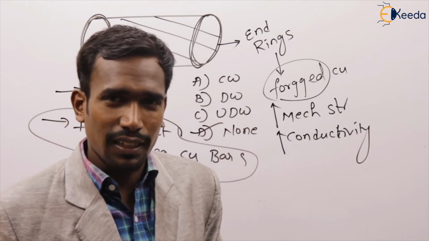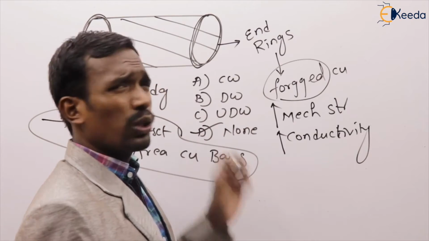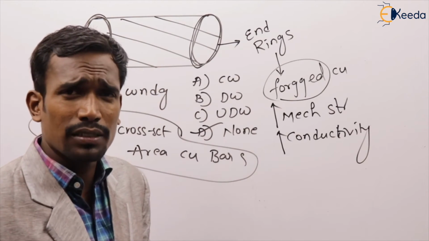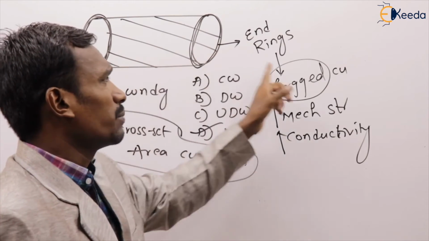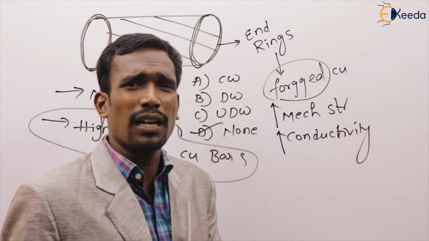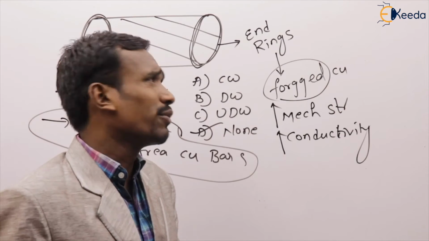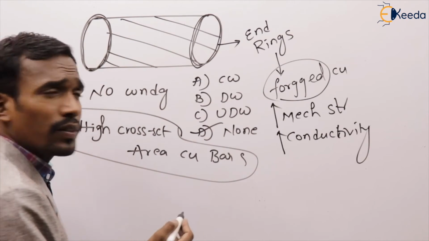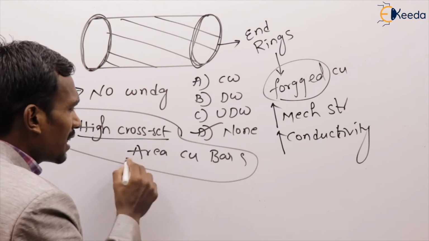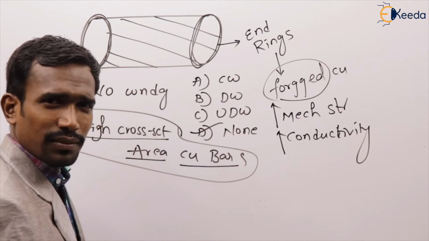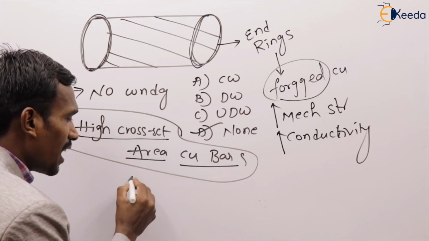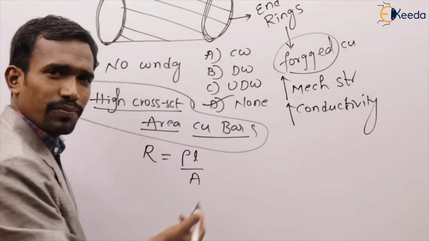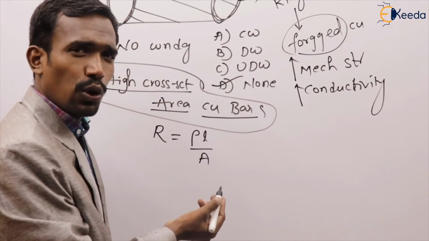In this rotor, we don't use any winding; we use high cross-section area copper bars, and the rotor is short-circuited by end rings made of forged copper. You know what forging is and why we do it. Now, a very important point: we are using high cross-section area copper bars. Generally, R equals rho L by A.